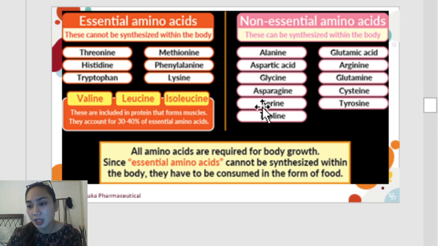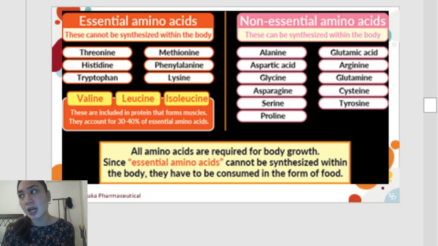And then, ito yung non-essential amino acids natin. So, pag sinabing non-essential, ibig sabihin, hindi mo na kailangan kumuha ng outside source kasi nasisynthesize na siya within the body. So, all amino acids are required for body growth since essential amino acids cannot be synthesized within the body. They have to be consumed in the form of food.